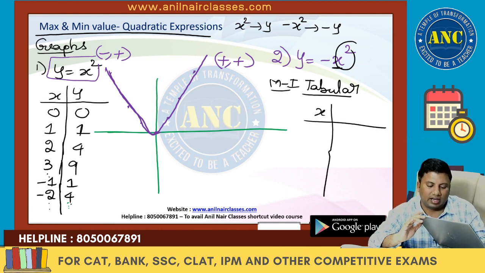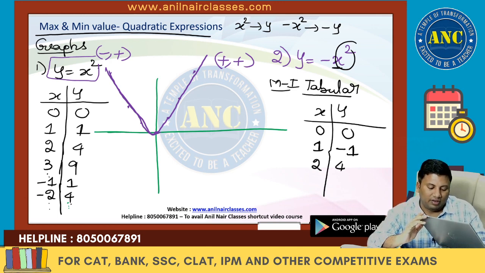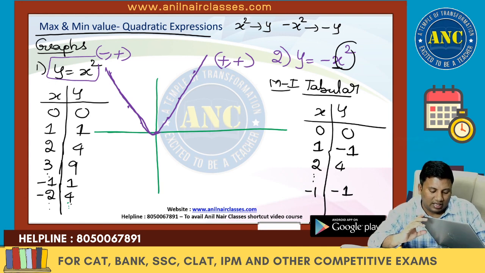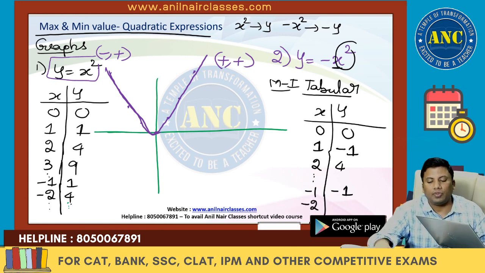This is x and this is y. X is 0, y is 0. X is 1, y will be minus 1. X is 2, y will be minus 4, and so on. X is minus 1, y is still minus 1. X is minus 2, minus 2 square is 4, so y is minus 4.